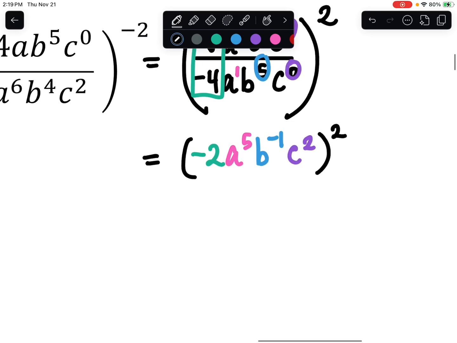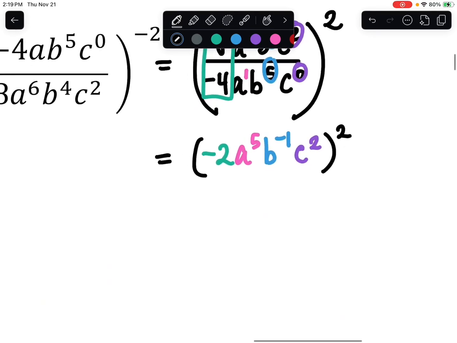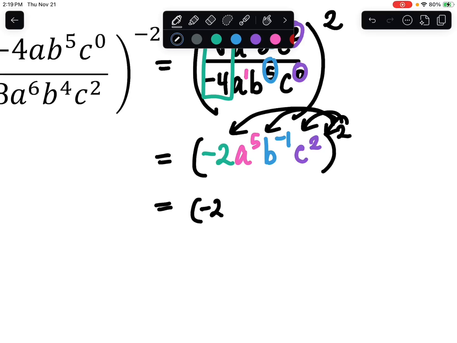And so here you could take care of the negative exponent. I typically wait till the end because sometimes the negative exponents resolve themselves throughout the process. And so my next step is to distribute the square to each term. And so that would give me negative 2 squared, a to the 10th, b to the negative 2nd power, and then c to the 4th.